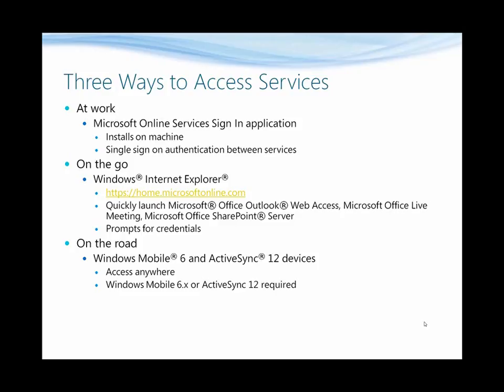In addition, you can configure a mobile device using Windows Mobile 6 or later and ActiveSync 12 to access your online services. It will access all the services by using the same techniques as the Windows Internet Explorer method, and you can use the ActiveSync architecture for local email integration.